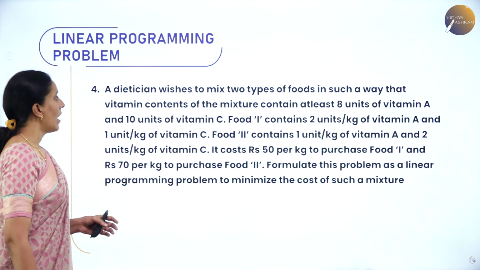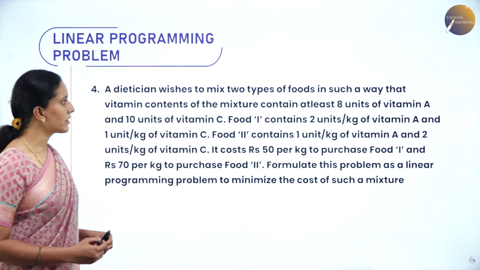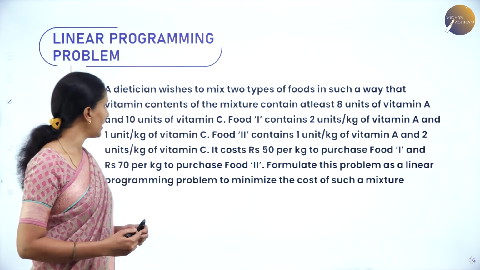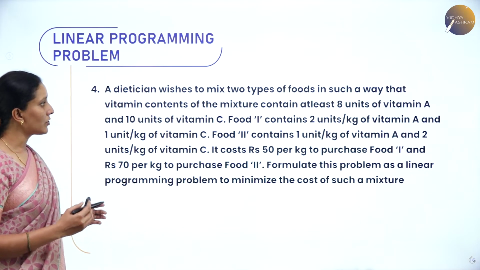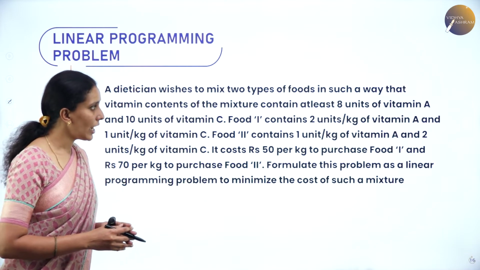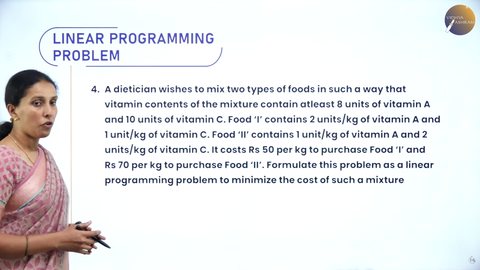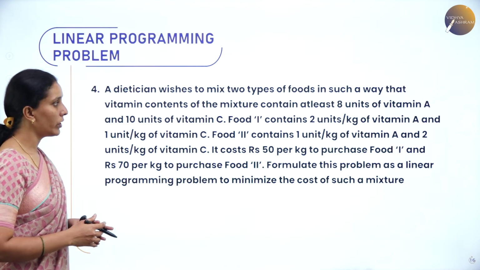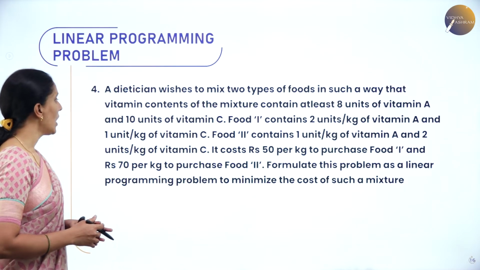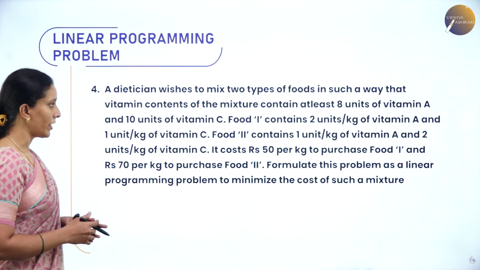Next question. A dietitian wishes to mix two types of food in such a way that the vitamin content of the mixture contains at least 8 units of vitamin A and 10 units of vitamin C. Food 1 contains 2 units per kg of vitamin A and 1 unit per kg of vitamin C.